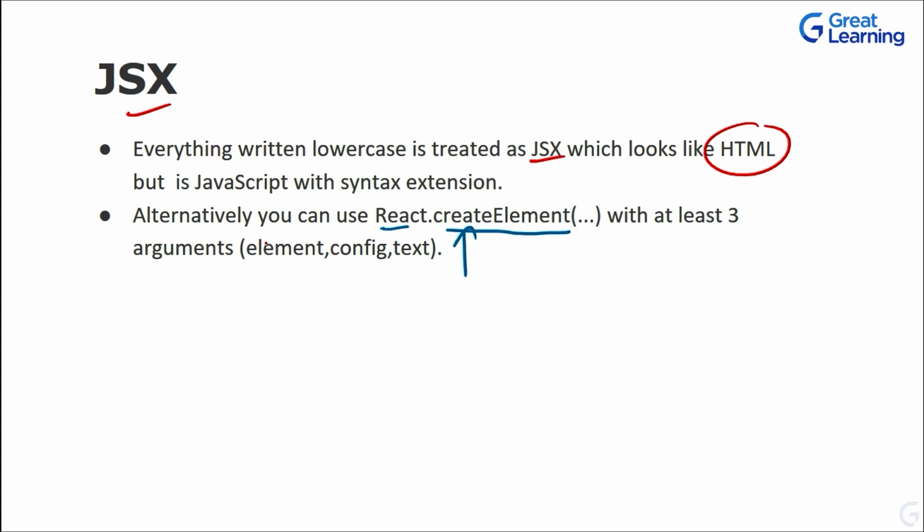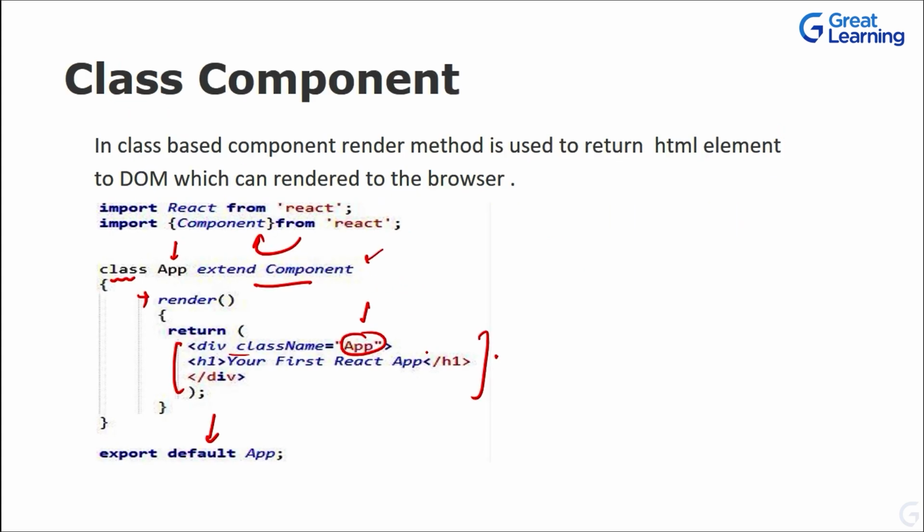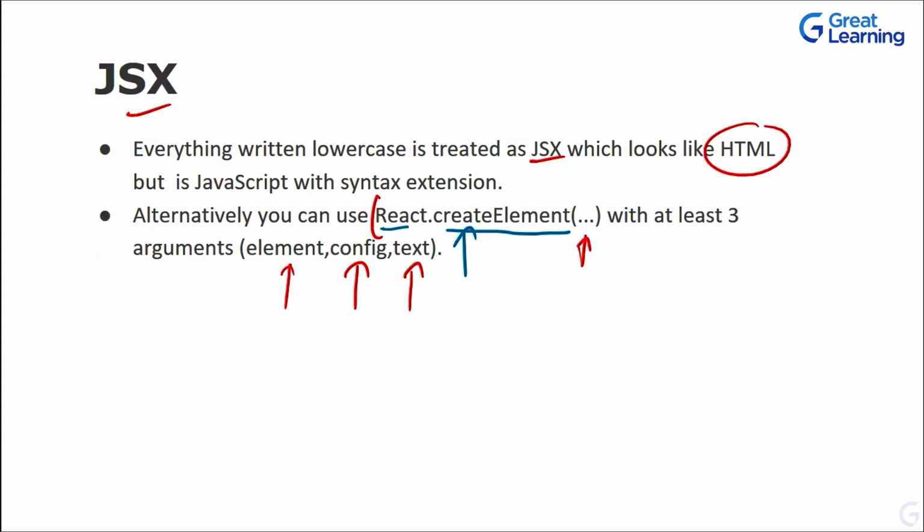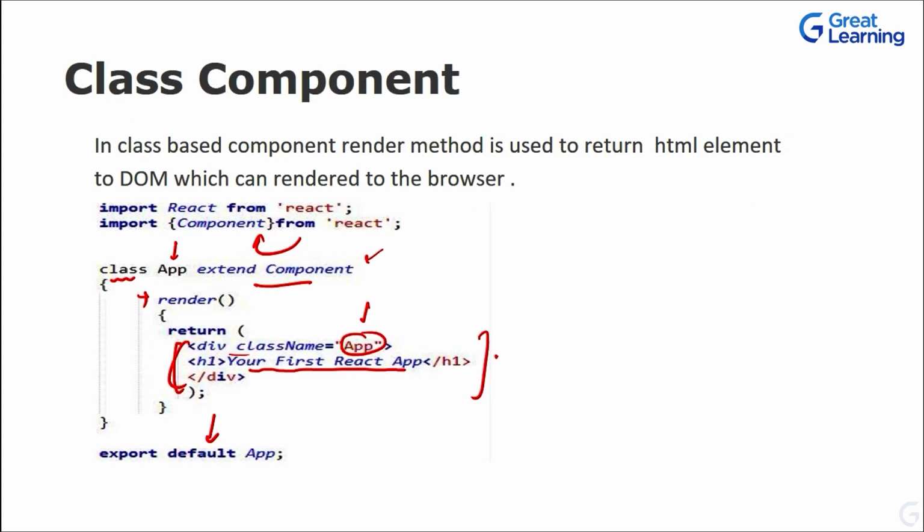Alternatively, you can also use this command, React.createElement, and it will have at least 3 arguments: your element, the configuration, and the text that you want. Similarly, as you can see, the text is nothing but your first React app, these are our elements, and then you have the configuration as well. So rendering in that way is a little bit complicated compared to this, because we already have a hold of HTML, so we can easily return in this fashion.